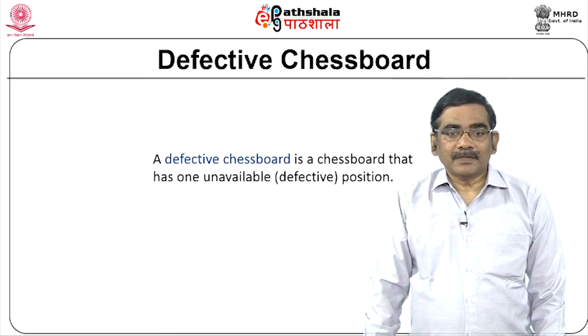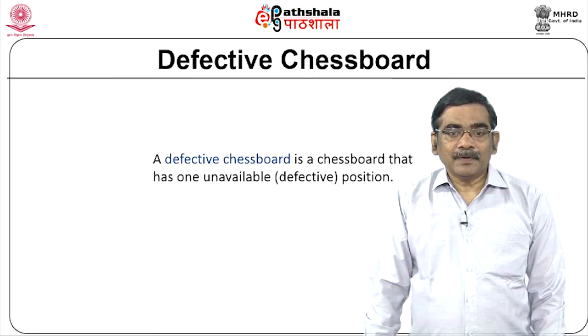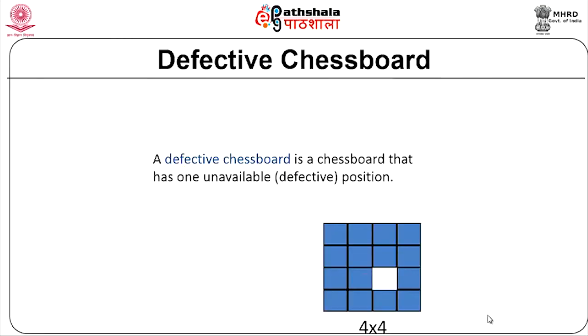What is a defective chessboard? A defective chessboard means it is a chessboard where there is one defective position, that means one position is going to be missing. So, now you take this 4 by 4 chessboard and you can see very well one tile is missing, which is appearing as white in color. That means it is defective, there is no tile present in that particular position. So, the problem is like this.